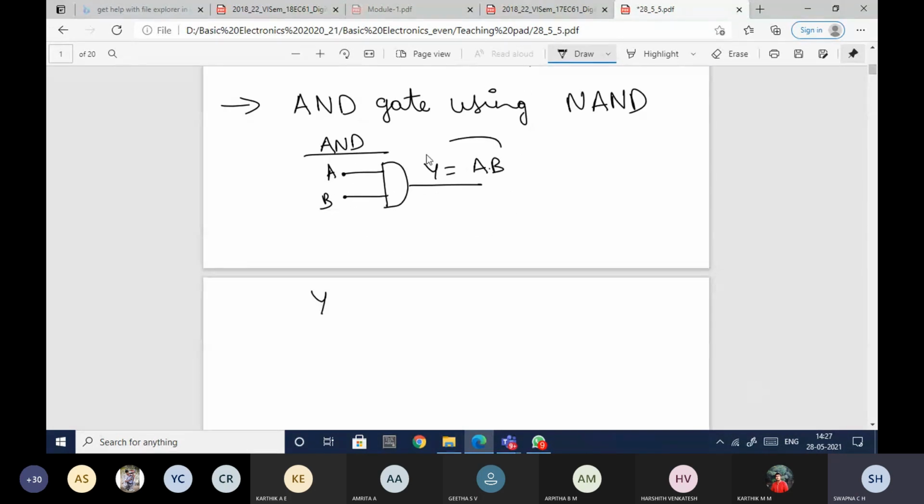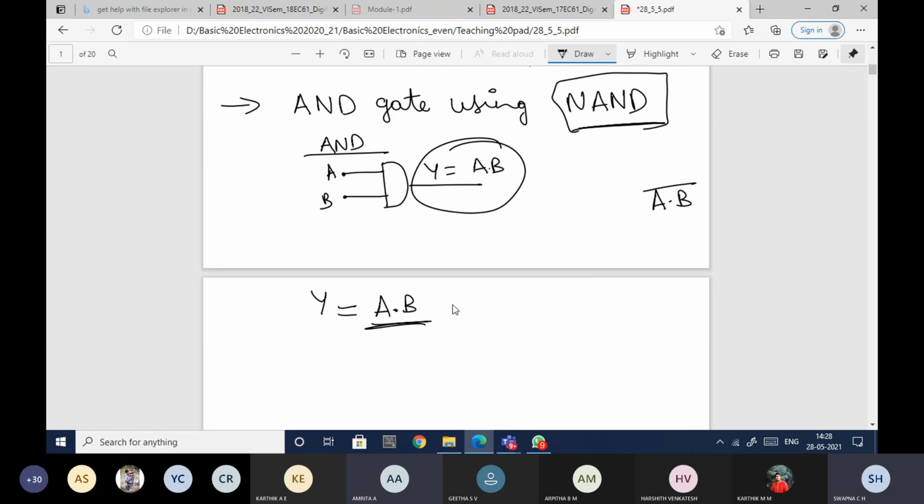I need to implement this function using NAND gate. So I'll take the output equation, Y is equal to A and B. But what is the logic with NAND gate? It should be in the form of A dot B whole bar. Is it in that form?